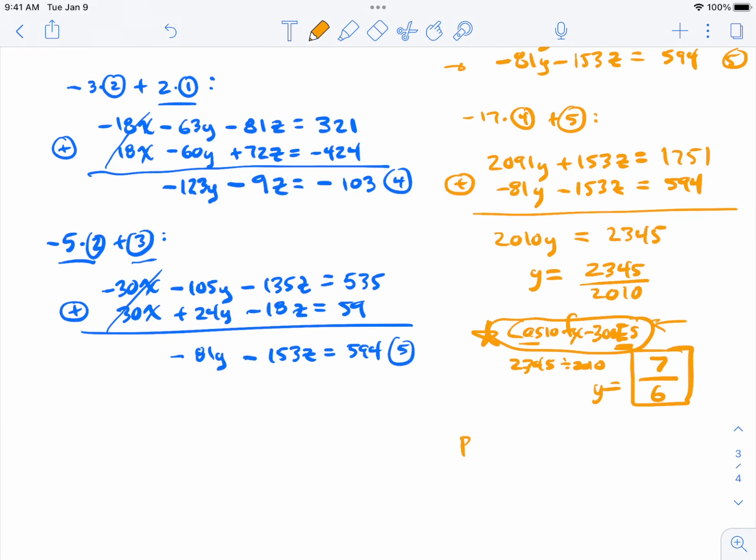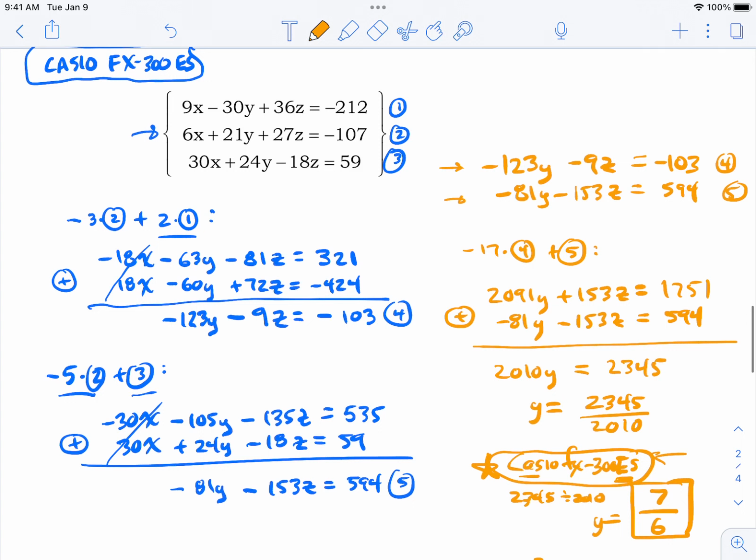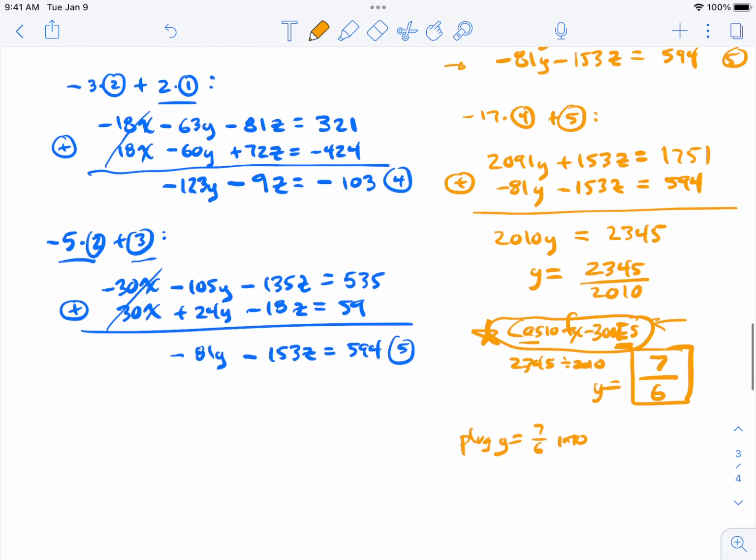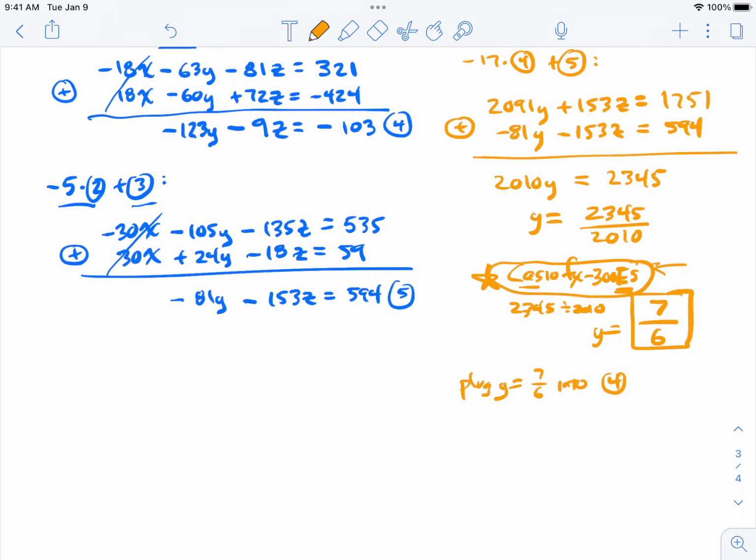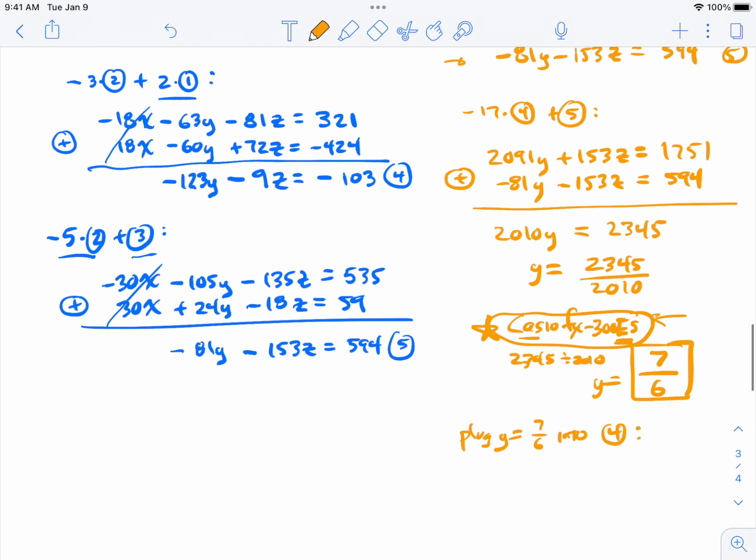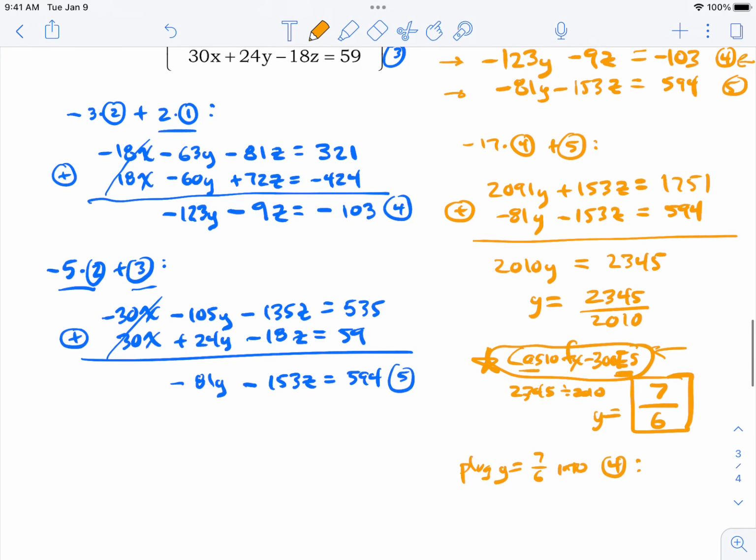So I'm going to plug y equals 7/6 into equation 4. Doesn't particularly matter, especially when you get that calculator in your hand. So I got negative 123y, it says. Negative 123y, and y is 7/6, minus 9z is equal to negative 103.